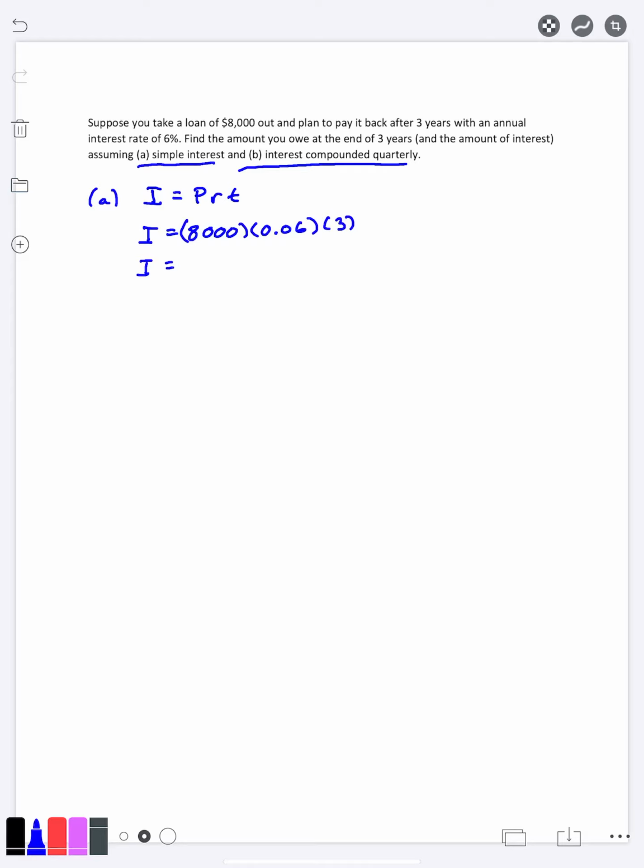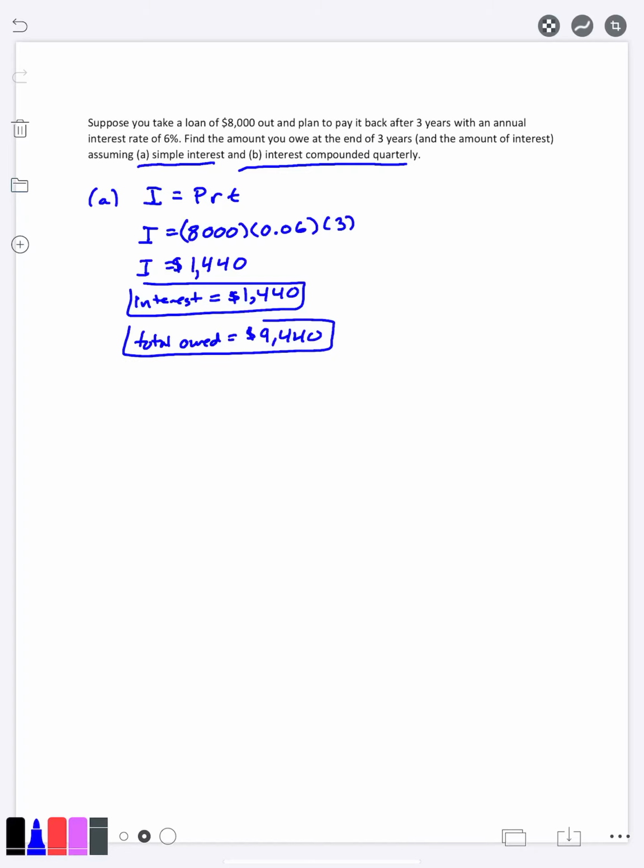And so if we go ahead and put this in our calculator, we get a total of $1,440. And that would be the interest amount. So the interest amount that we owe is $1,440. And if I want to know then the total owed, well, that would be the original $8,000 plus the interest, and that would be a total of $9,440, and that's the result of borrowing this for 3 years.